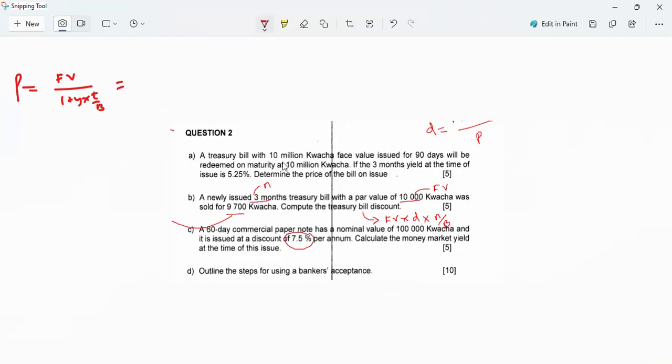Our face value is what? 10 million. Put the 10 here. What else are we given? Our yield is what? 5%, which is there. And our time is what? 3 months. Of course, it shows 91, but I've given a specific date here.